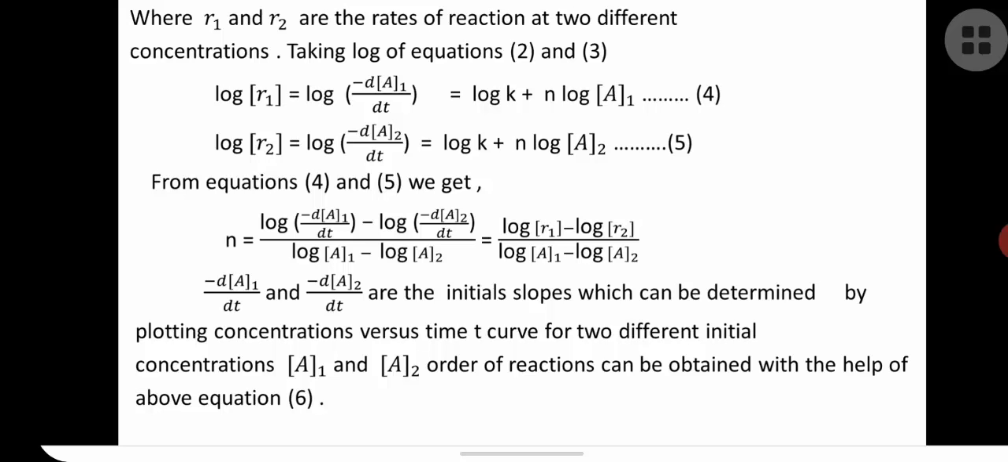The order of reaction can be obtained with the help of the above equation, that is, n is equal to log of R1 minus log of R2 divided by log of A1 minus log of A2.